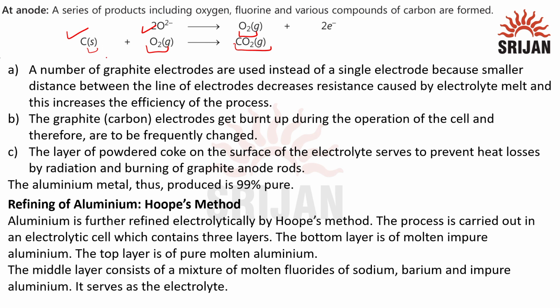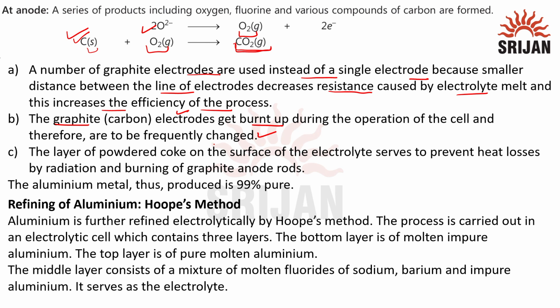Now what are the major points here to note? First, a number of graphite electrodes are used instead of a single electrode because a smaller distance between the electrodes decreases the resistance caused by the electrolyte melt, and this increases the efficiency of the process. Also, the graphite electrodes, that is basically the anode, get burnt up during the operation of the cell and therefore are frequently changed, because we know that the carbon of this graphite anode is used for making carbon dioxide during the reaction.